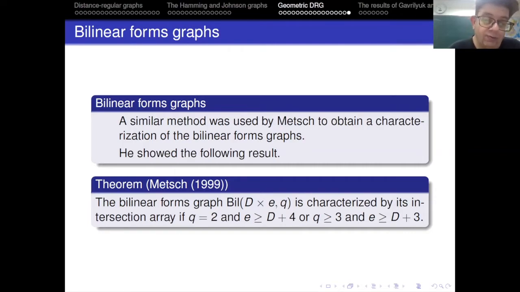For q is 2 and e is d, Gavrilyuk and I showed that they are characterized by their intersection array, but that was just a lucky case. So we were very lucky that we could do that case. For q is 3, it doesn't work, because there are still too many possibilities. So we don't know what to do for q is 3, for example. Okay, that is where I stop for today. Thank you for your attention.